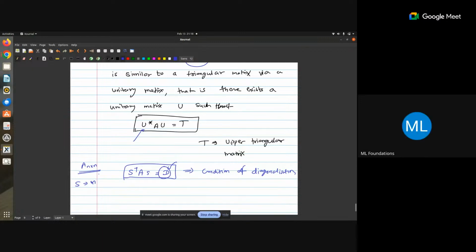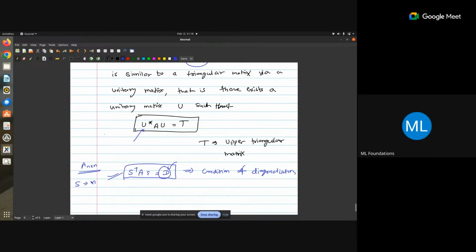Correct? Yes, sir. Everyone is fine with this? If you understand this part, I think then only you will be able to understand the next part, right? Because that's kind of a similar thing to what you are doing there. Shall I proceed further if you don't have any questions here? Sure, sir. Okay.